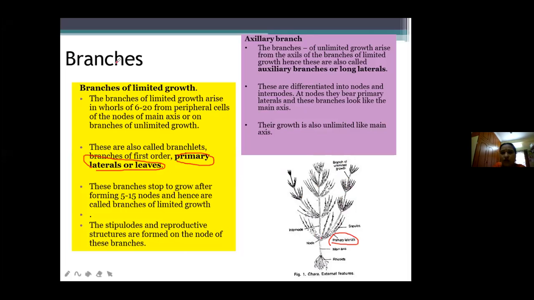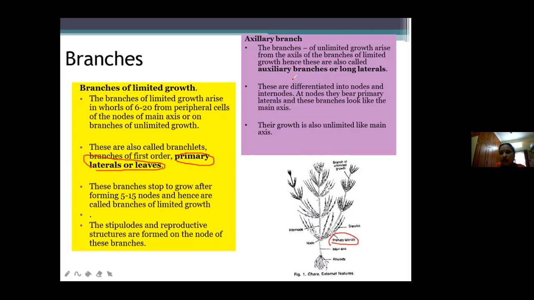Next one is the long laterals. Which one is the long laterals? This part. This is the long laterals. The long laterals are branches of unlimited growth, arising from the axis of short laterals. These long laterals are differentiated into long, corticated, unicellular internodes, and small multicellular nodes are also present.